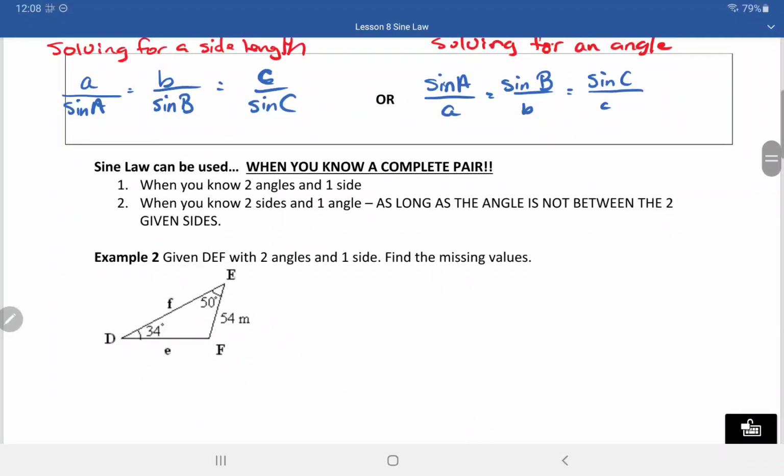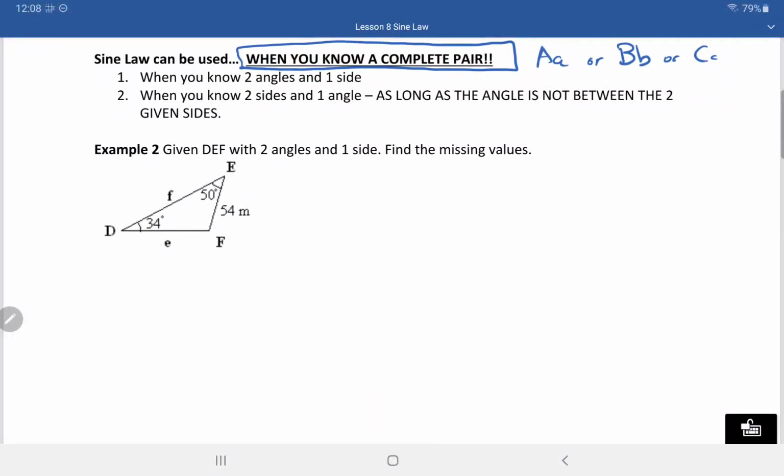All right, when can sine law be used? There's a couple times when you would use sine law, but the most important thing is when you know a complete pair. And a complete pair is if you have, for example, capital A and lowercase a, or if you have capital B and lowercase b, or if you have capital C and lowercase c. So if you know a full pair, the angle and the side across, then you can use sine law.